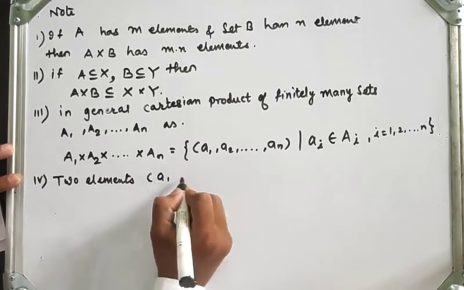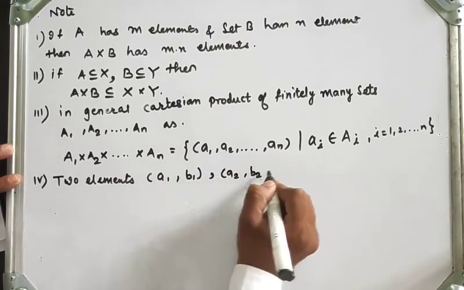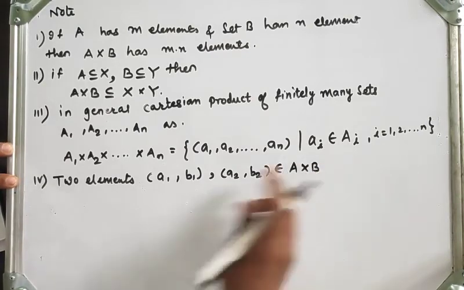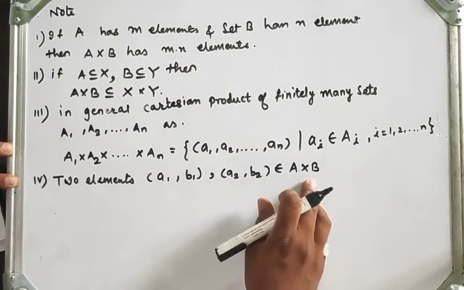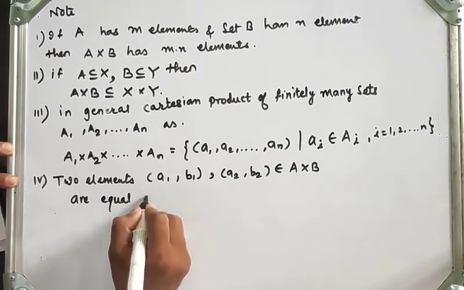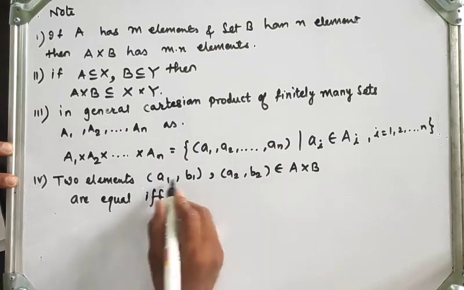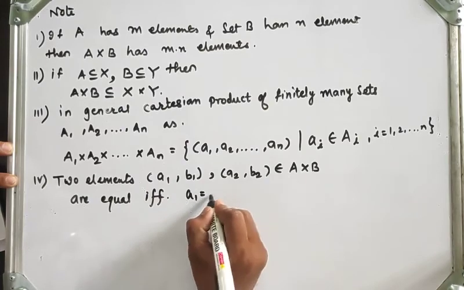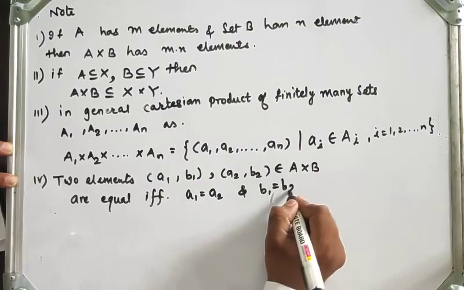And last, two elements (a1, b1) and (a2, b2) belonging to A cross B, meaning these are two ordered pairs, are equal if and only if the first elements and the second elements are the same, that is, if and only if a1 is the same as a2 and b1 is the same as b2.